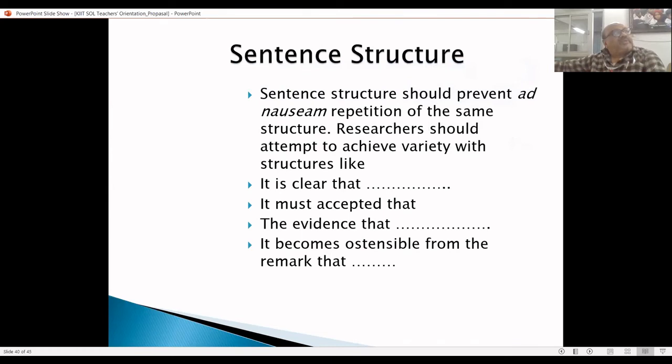Then sentence structure also. Another problem with literature reviews is that most students use the same kind of sentence structure. So we need variety. We can say: it is clear that, it must be accepted that, the evidence that becomes ostensible from the remark that, and that kind of thing, so that the writing doesn't look so hackneyed.